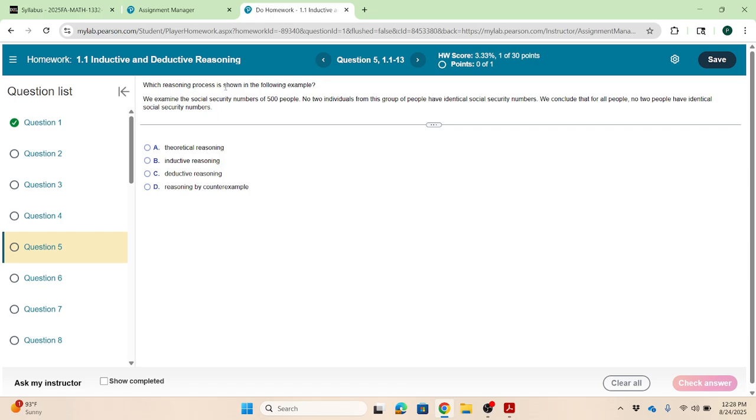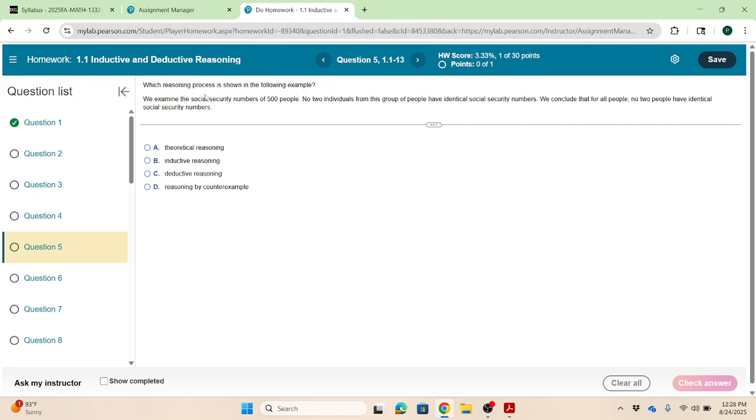So in this section we just discussed two different types of reasoning process, inductive and deductive. Inductive means from a specific example we try to generalize it, and for deductive reasoning, from one or two generalized statements we try to apply that in a specific reasoning.